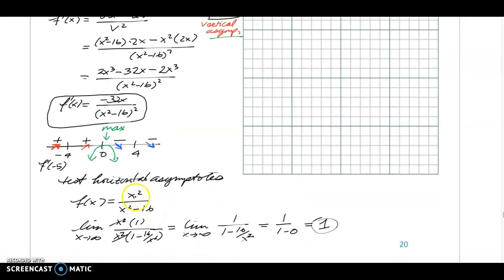Remember, the degree is the same in the numerator and denominator. When that's the case, you know that your horizontal asymptote is determined by the coefficients in front of your x. That's how you know what it's going to be. So just remember, this acts similar to a linear over a linear, right, for horizontal asymptotes.